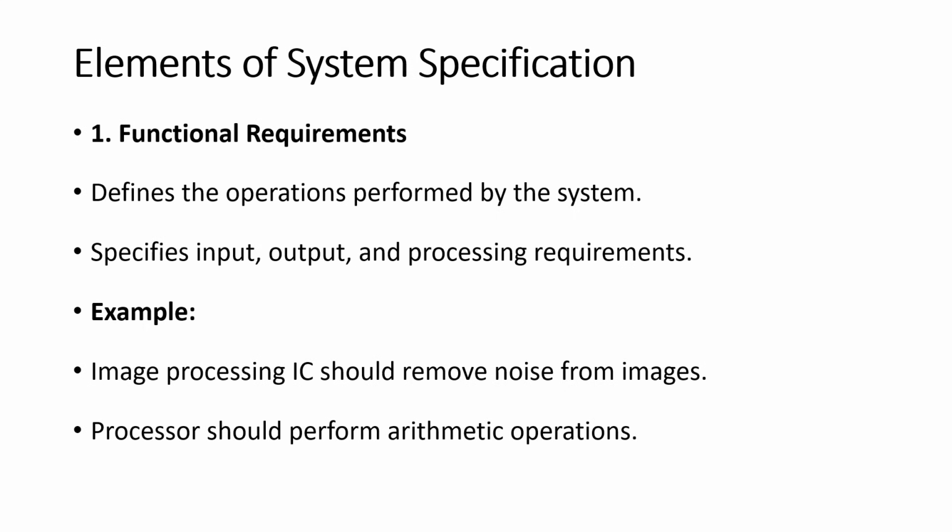Elements of specification. The functional requirements define the operations performed by the design and specify the input, output, and processing requirements. One example of a functional requirement is image processing: the IC should remove noise from images. Another example is that a processor should perform arithmetic operations.